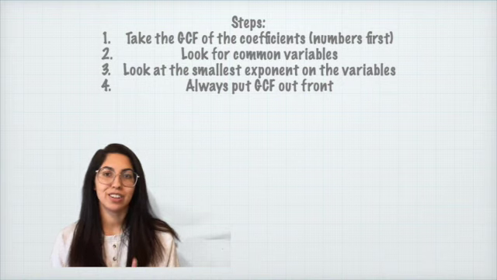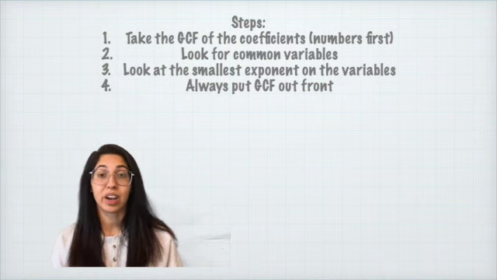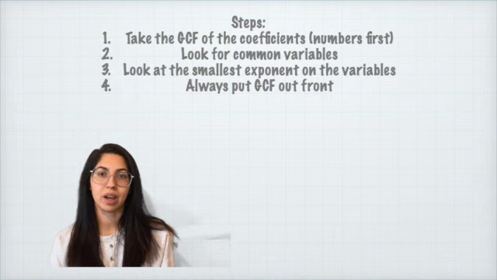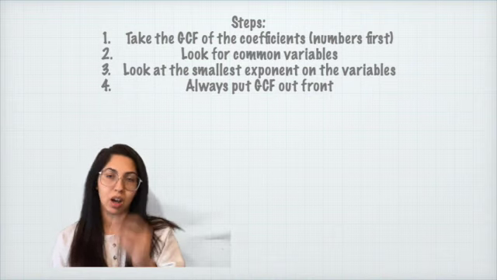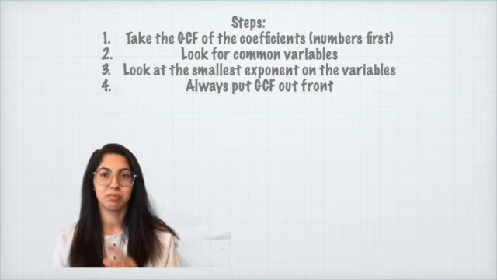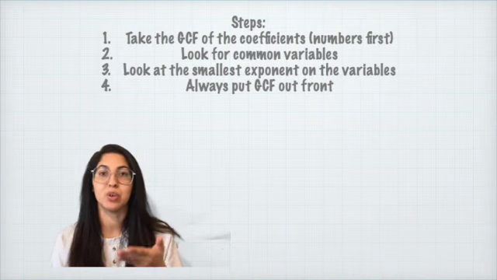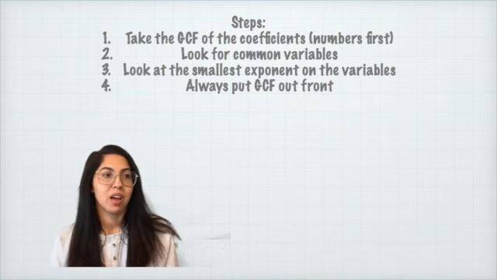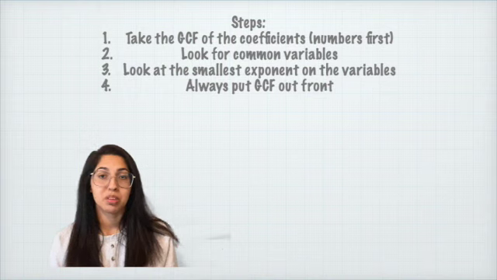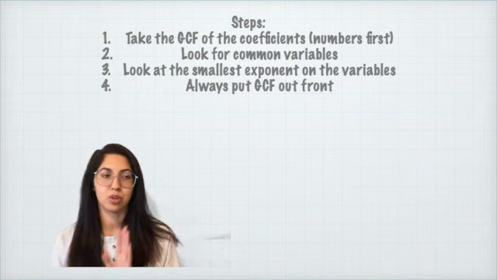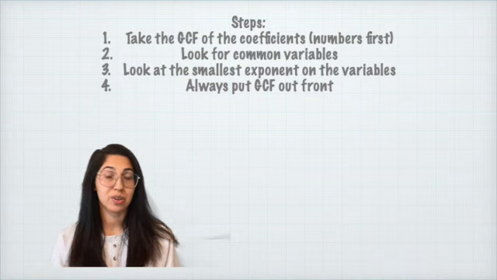In case you're not sure what a factor is, factors are numbers that multiply to give you a number, okay? Or letters that multiply to give you a letter. Look at the smallest exponent on the variable. That's how you know how many to take out, which we're going to talk about in this video. So it's okay if you're a little confused.